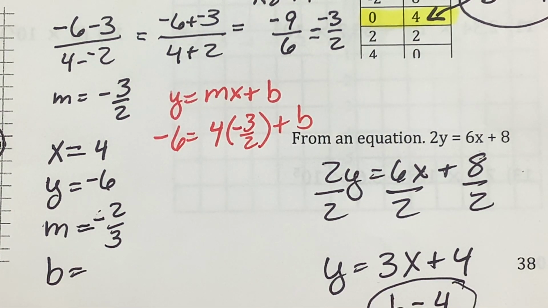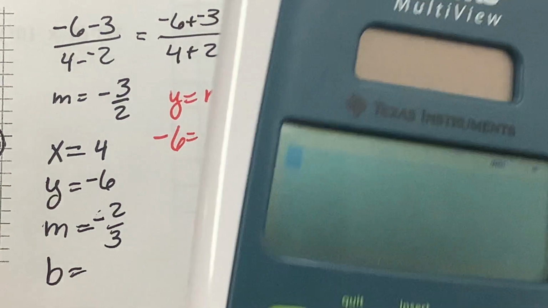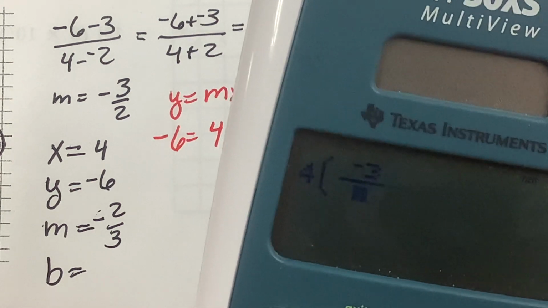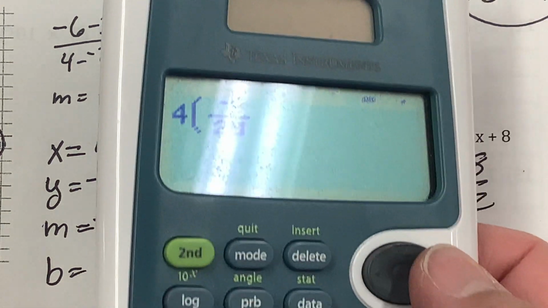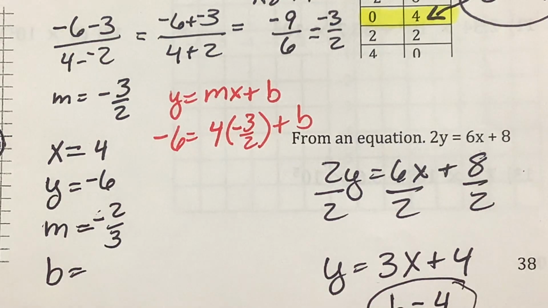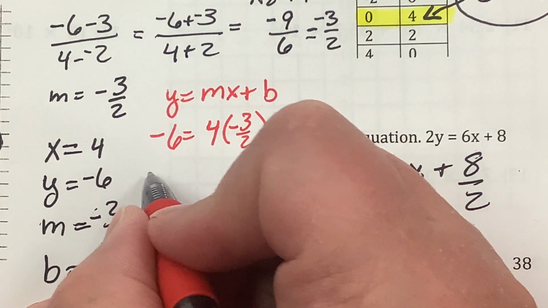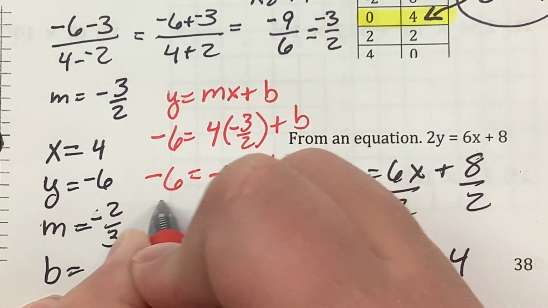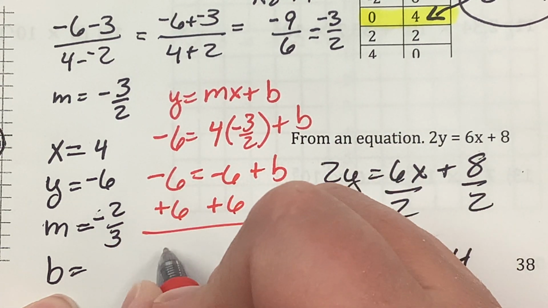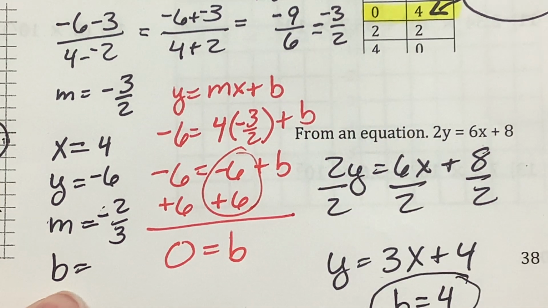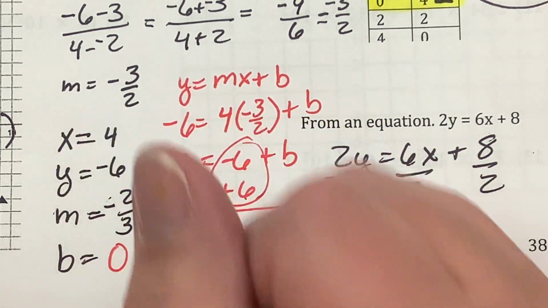That I need a calculator for. I think it's -6 as an answer, but you never know, so let's do that on the calculator. 4 times, parentheses, -3 over 2. Get off the parentheses using the little circle, and -6. Ha, look, I'm almost brilliant. So now I have -6 equals -6 plus b. Add 6 to both sides. -6 plus 6 equals 0. b equals 0. So for this one, b equals 0.